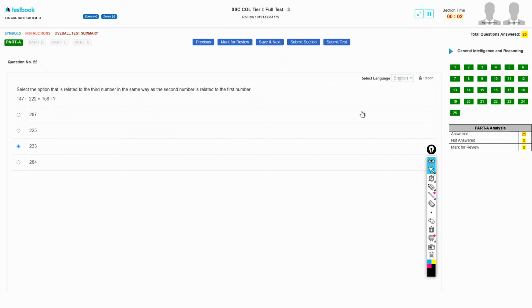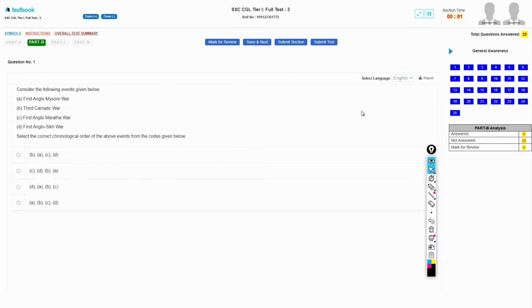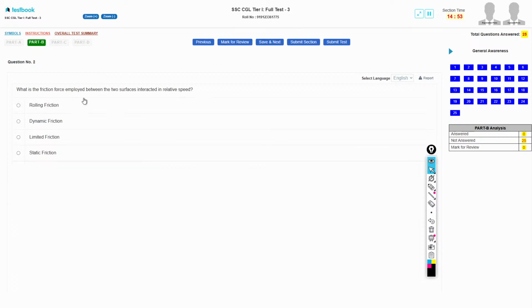I think in part two, GK will come. Yeah. What is the friction force employed between two surface? Friction force in relative speed, static friction or dynamic? It's dynamic friction, right? If there is a relative force, who knows?